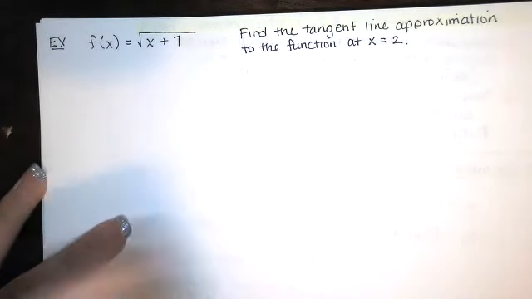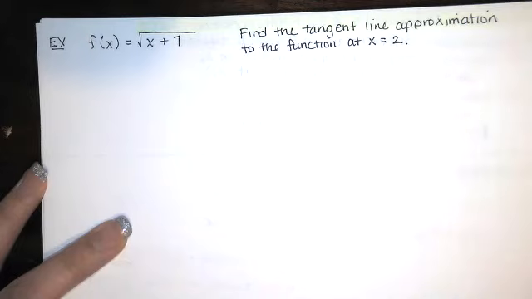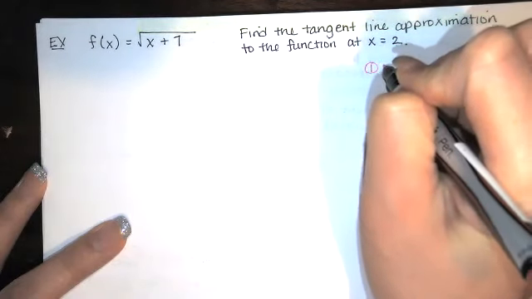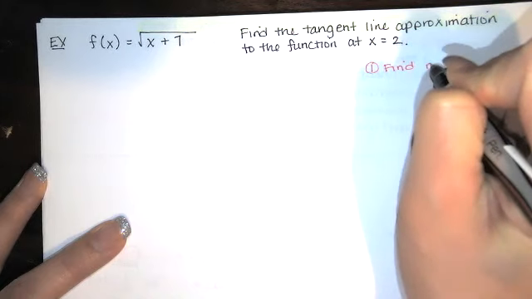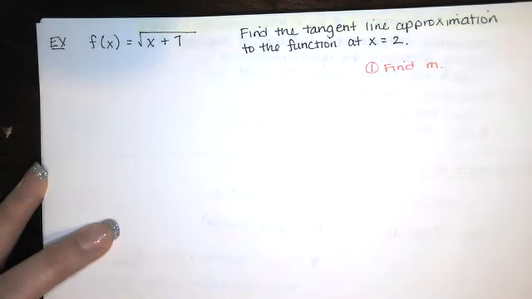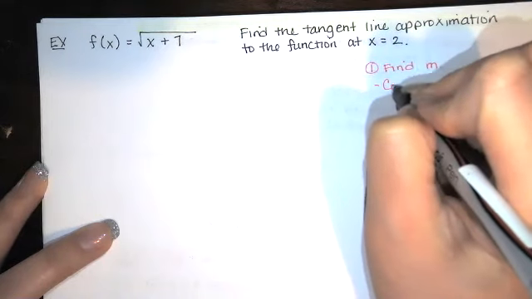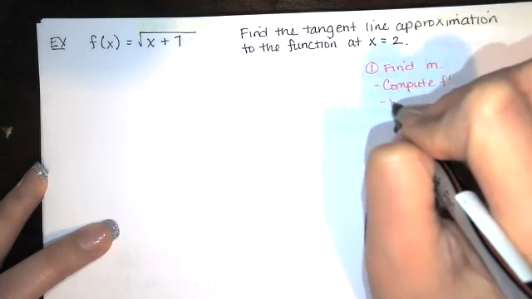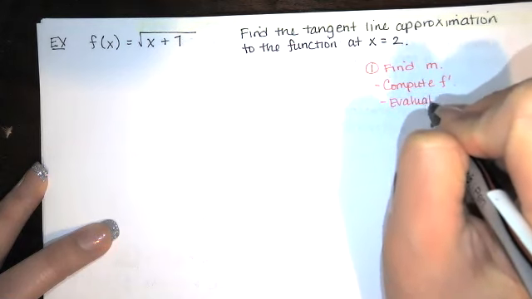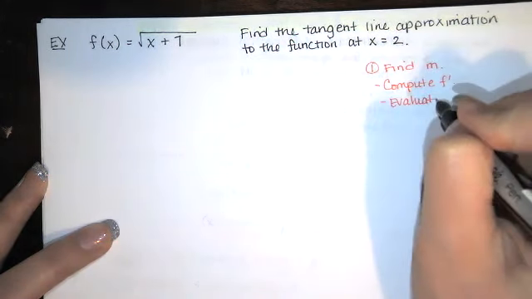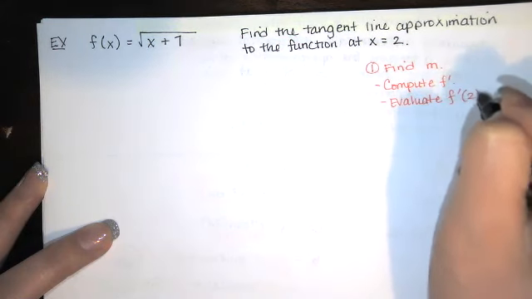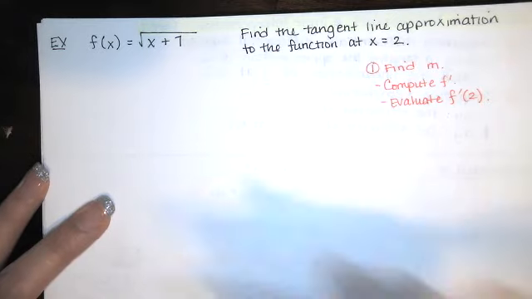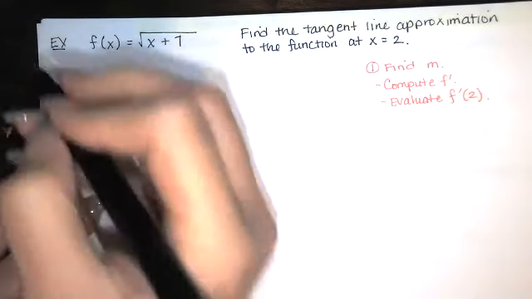So f of x is this function and we're finding the tangent line approximation to the function at x equals 2. Now, in other words, they're saying find the tangent line. So we're going to go through that same process that we used before to find the tangent line. First, let's compute the slope of the tangent line. And the way we do that is we compute the derivative, and then we evaluate the derivative at that particular x value. So in this case, that's x equals 2. That's going to be the slope of the curve at that point.